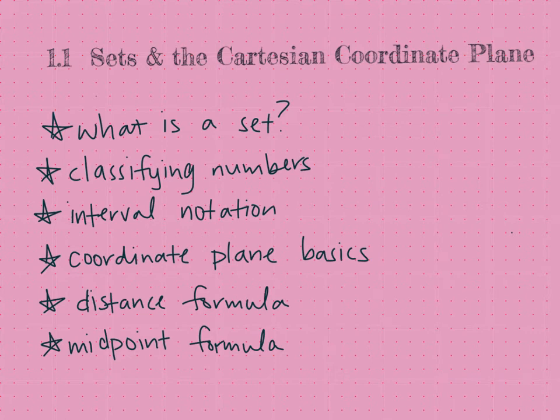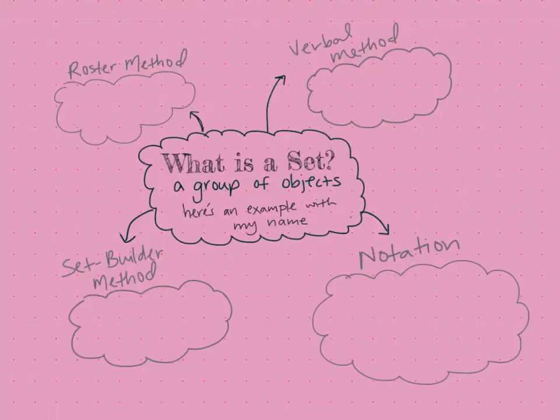We're following along in our text, if you want, on section 1.1, sets in the Cartesian coordinate plane. The first thing we're going to look at is, what is a set? A set is basically an organized group of numbers or letters that all have something in common, or they're well defined. We just are describing a group of things, and a lot of times it's going to be numbers, but we can also use letters.